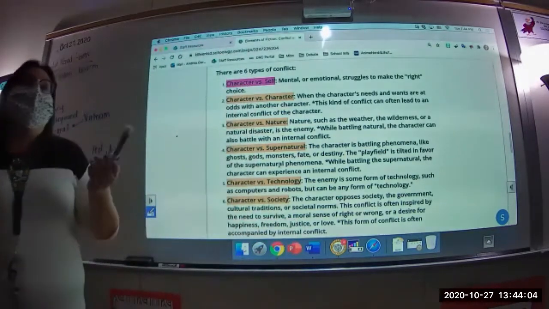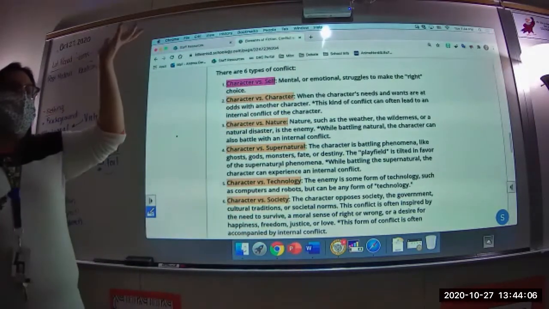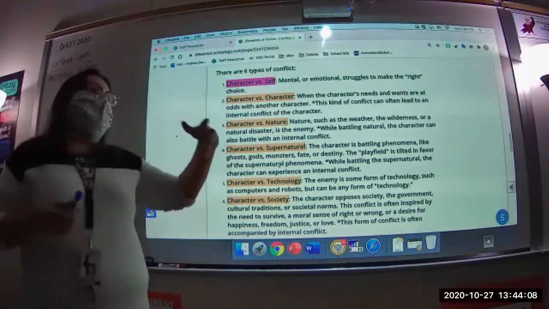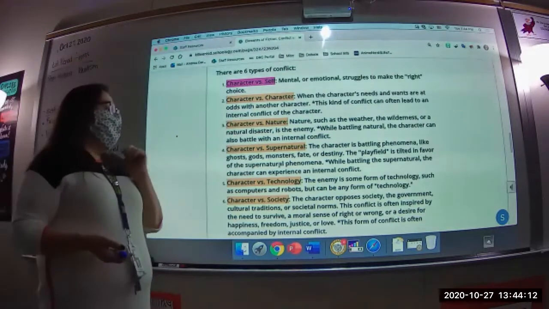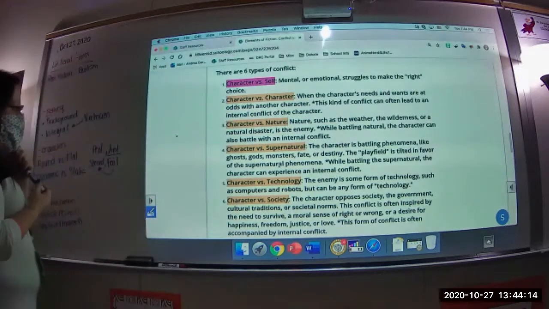Anytime you see the Greek tragedies, when they're talking about facing the gods, that's also this. Percy Jackson was one that kids came up with earlier. That is definitely character versus supernatural.